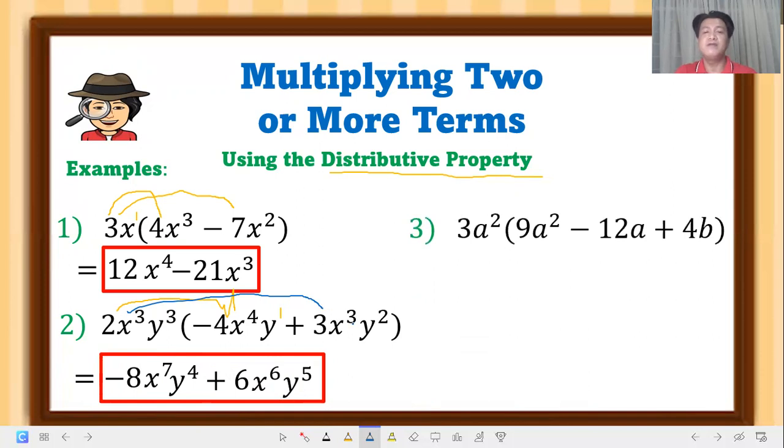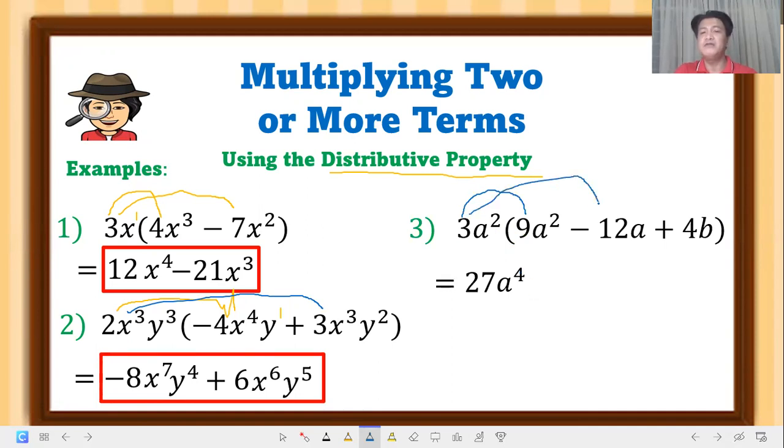Okay, next we have number 3, 3a squared multiply to trinomial. Okay, di ba? We have this, meaning to say, apply the distributive property. 3 times 9. Multiply muna natin yung numerical coefficient. That will become 27. And since meron silang parehas na a, which is the base, copy the base and add the exponent. Kaya 2 plus 2 will become 4.